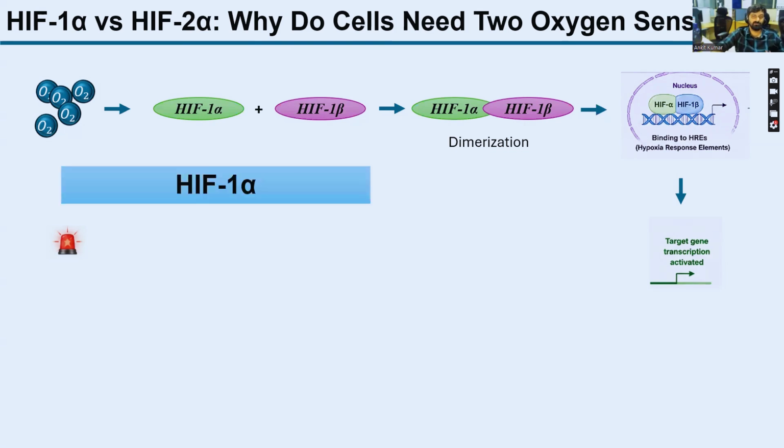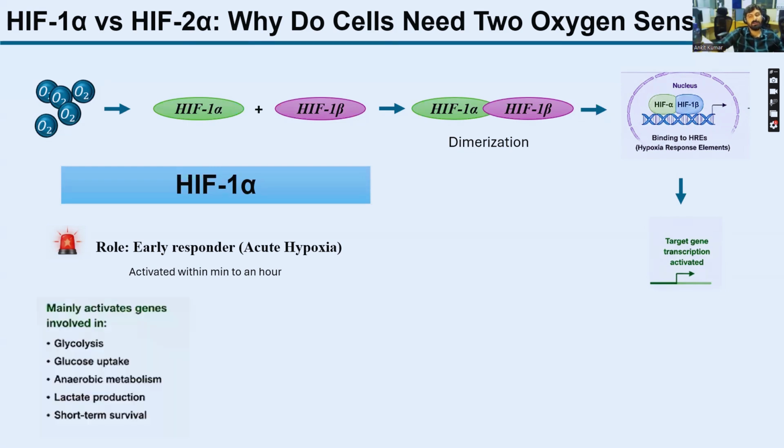So now coming to why HIF-1 alpha. When we talk about HIF-1 alpha, it is known as the early responder. That means it gets expressed when there is limited oxygen for a very small time, that is called the acute hypoxia condition. That means it gets activated within minutes to hours. And what are the genes that are getting activated due to HIF-1 alpha? That is glycolysis, glucose uptake, anaerobic metabolism, lactate production, and short-term survival, right? So cells will try to survive in that condition due to limited oxygen for a very small time, and for a very small time, all of these genes are getting activated.